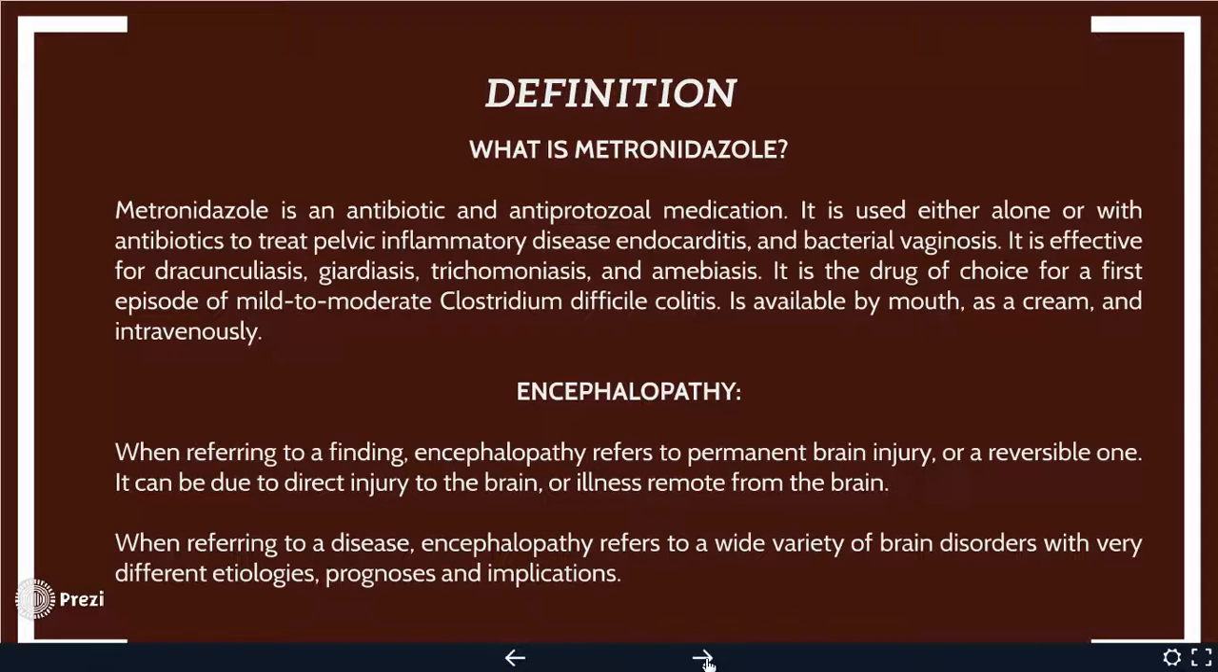Encephalopathy. When referring to a finding, encephalopathy refers to permanent brain injury or a reversible one. It can be due to direct injury to the brain or illness removed from the brain. When referring to a disease, encephalopathy refers to a wide variety of brain disorders with very different etiologies, prognosis, and implications.